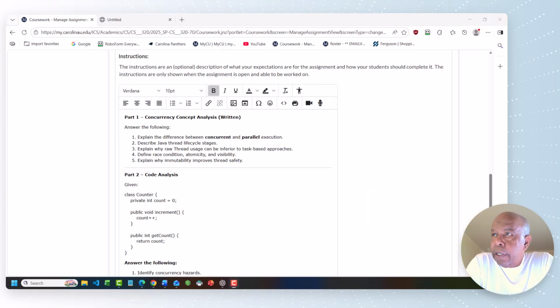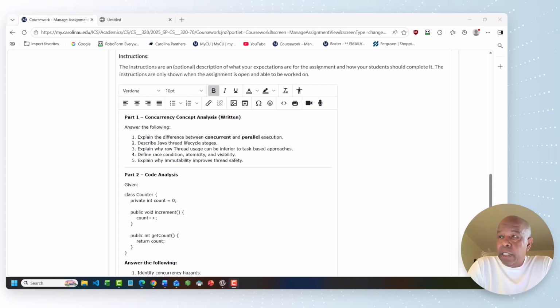Okay, now let's take a look at the homework assignment that we'll be having for week 6. And here it is. We have multiple parts. Part 1, concurrency concept analysis. I want you to answer the following questions. Explain the difference between concurrent and parallel execution. Describe Java thread life cycle stages. Explain why raw thread usage can be inferior to task-based approaches.